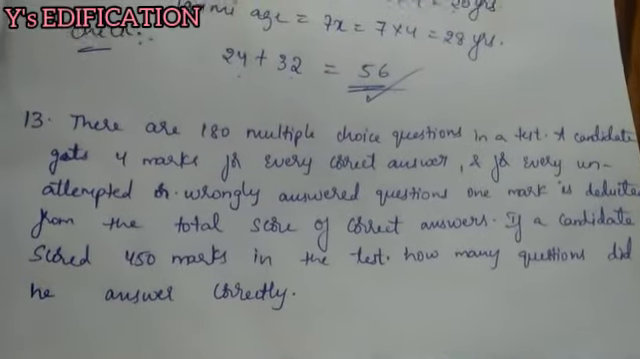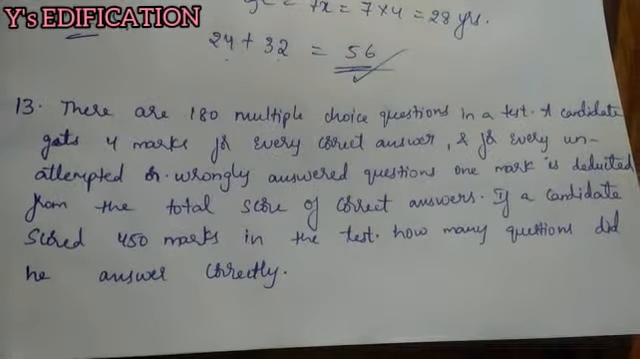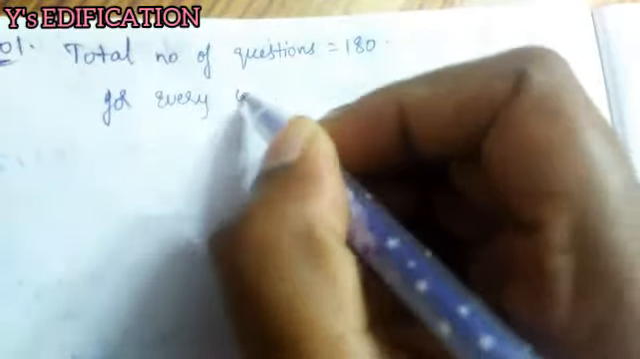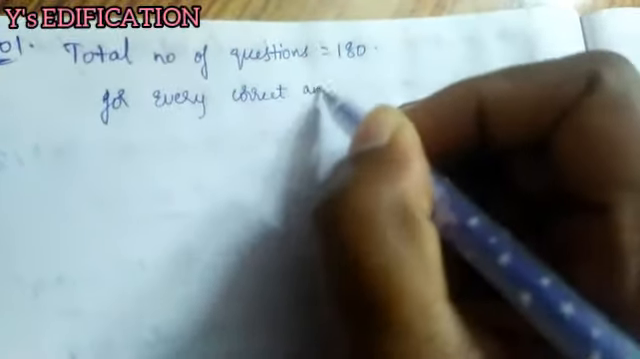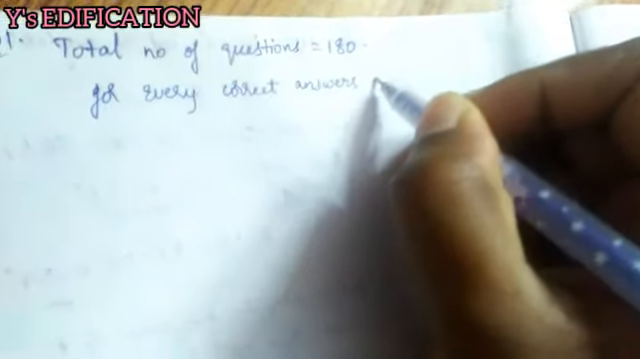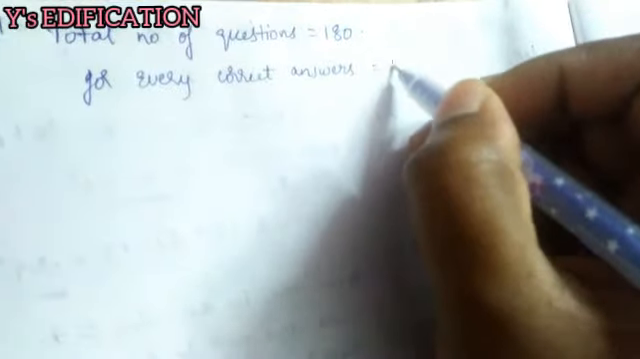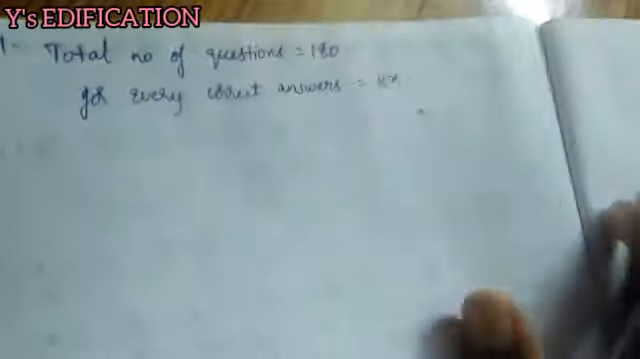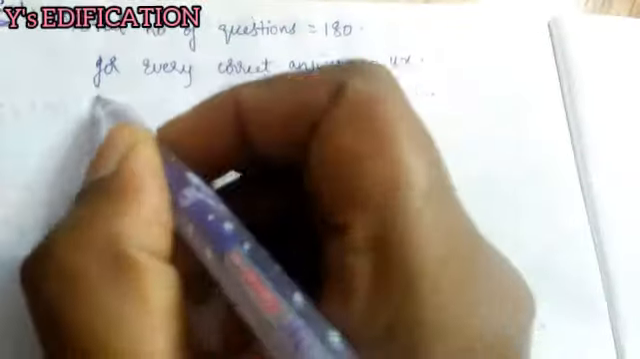Okay, first we'll write down the given data. So what is the given data? Total number of questions is 180. For every correct answer, 4 marks will be allotted. So 4 into x.